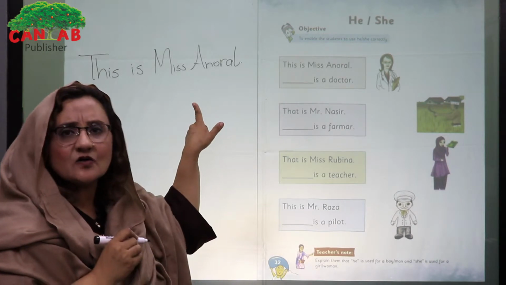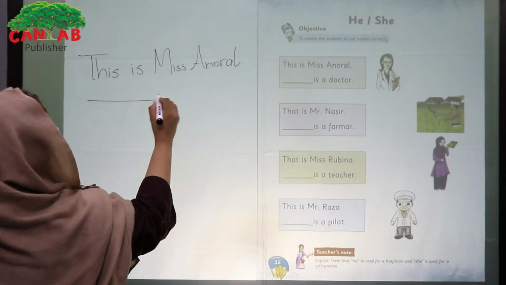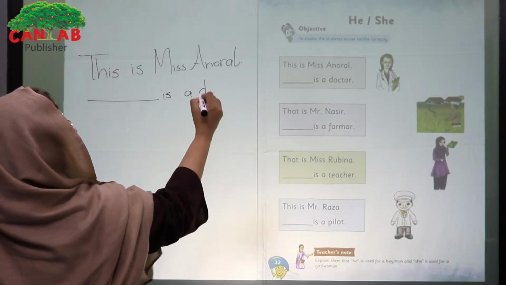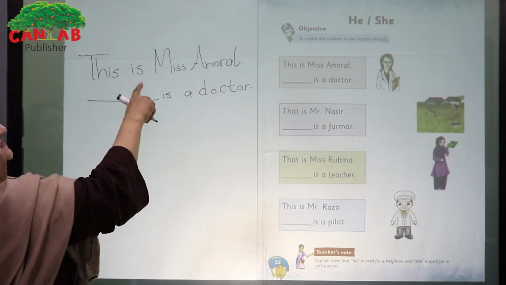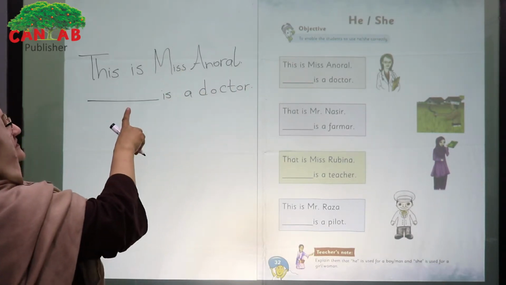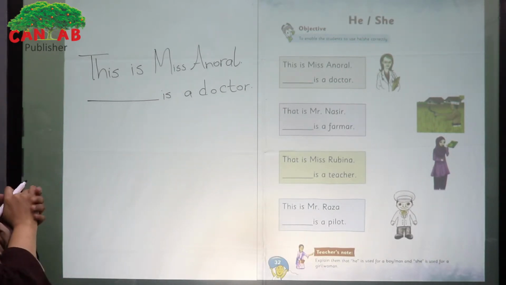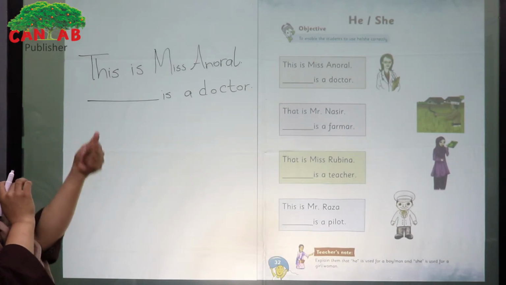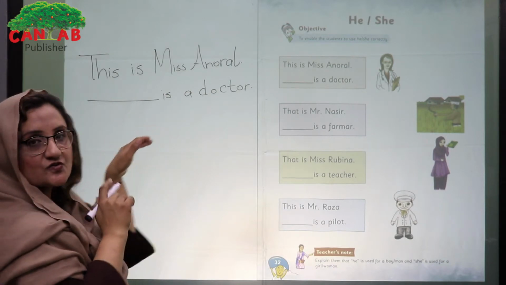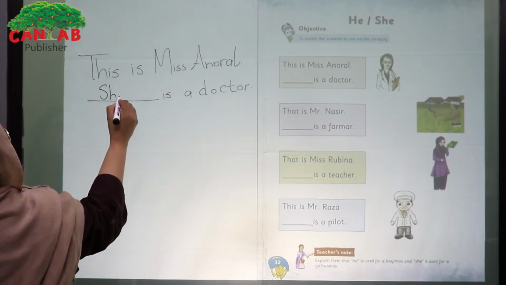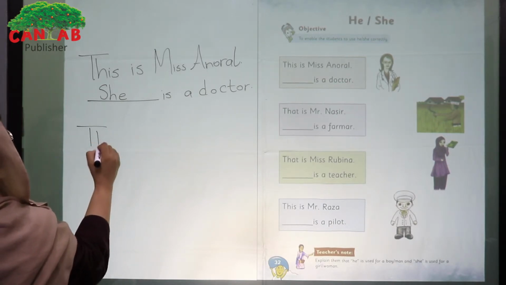Anural is a girl or a boy? Girl. Dash space is a doctor. Doctor. This is Miss Anural. Space or dash is a doctor. What do you think? We need to write he or she. Anural is a girl. Then we are going to write here she is a doctor. Good.